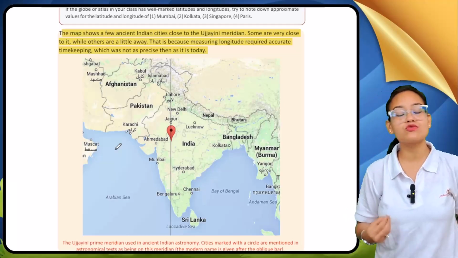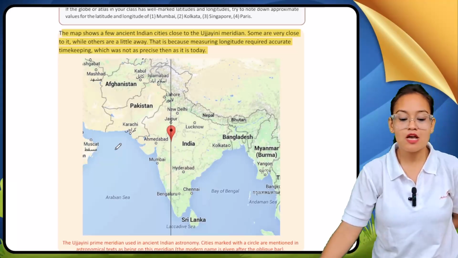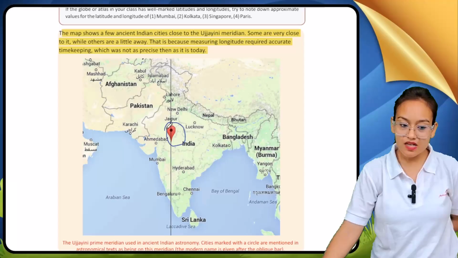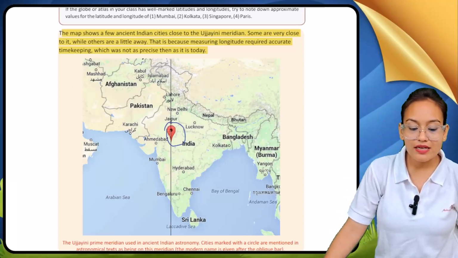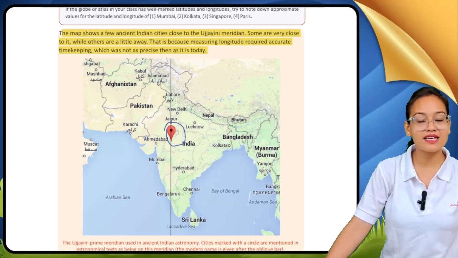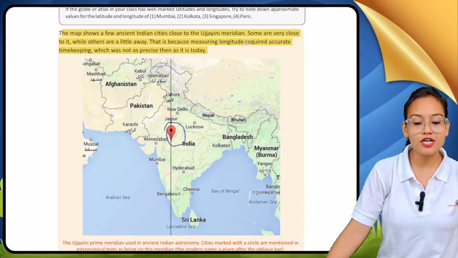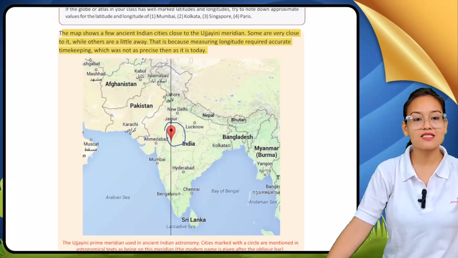Because we want to know how our ancient geographers or cartographers used maps. So this red colored marked area is Ujjaini. You can see some places are very close to this red marked area, Ujjaini, and some are very far. That is because measuring longitude requires accurate timekeeping, which was not as precise then as it is today.